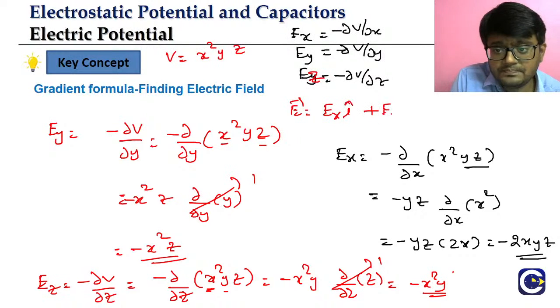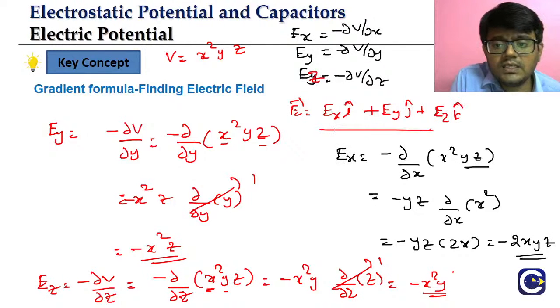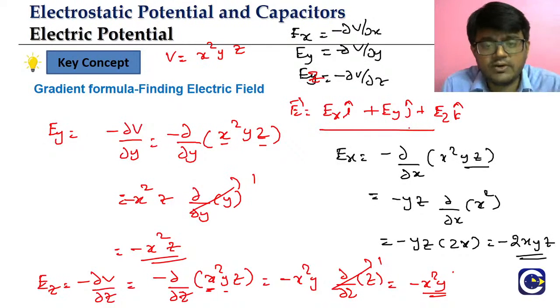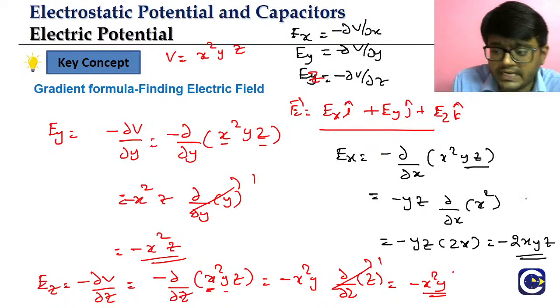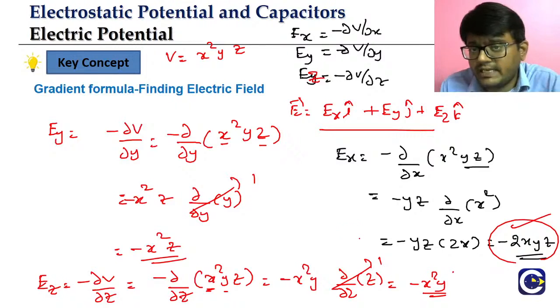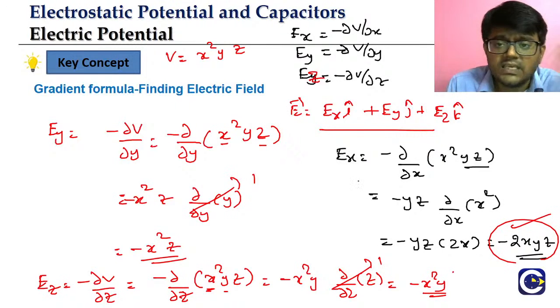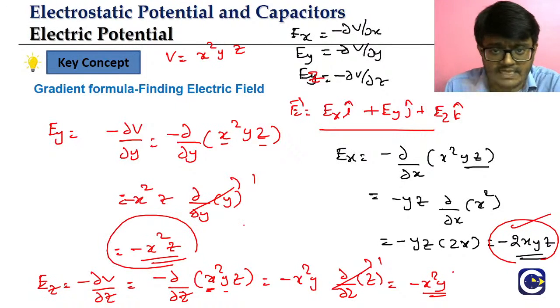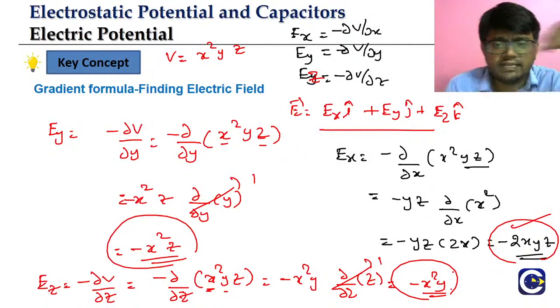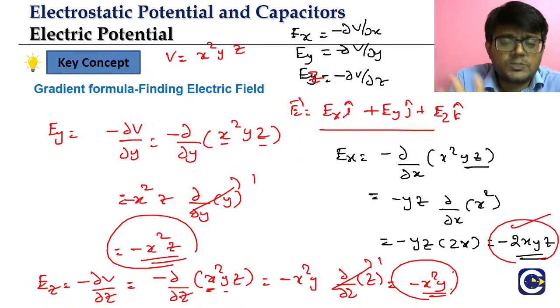Ex into i cap, ey into j cap, ez into k cap. If you want to express the electric field function, it will be Ex into i cap. What is Ex? Minus 2xyz. Plus Ey into j cap. What is Ey? Minus x square z. And the value we have, Ey into j cap plus Ez into k cap. So separately we have to get the Ex value, Ey value, Ez value. When we merge them, we will get the total electric field.